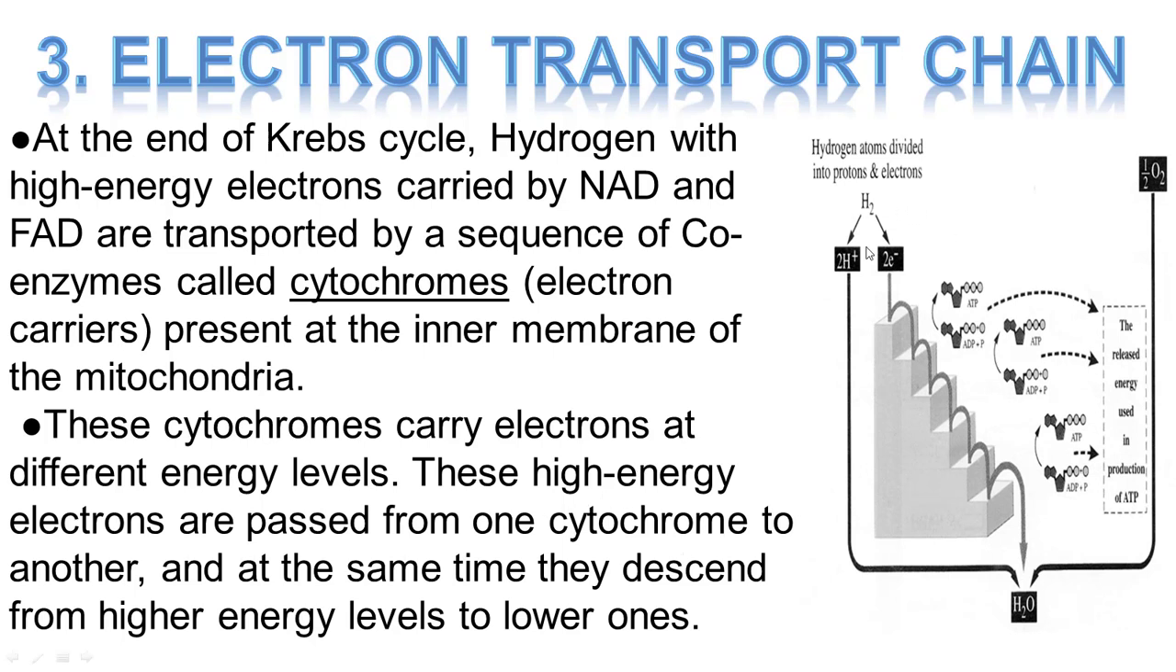Hydrogen is split into 2 protons and 2 electrons. Each electron carries a huge amount of energy, and to release this energy the electron moves downward on this ladder, and oxygen waits at the bottom of this ladder to receive the electron after it releases its energy.